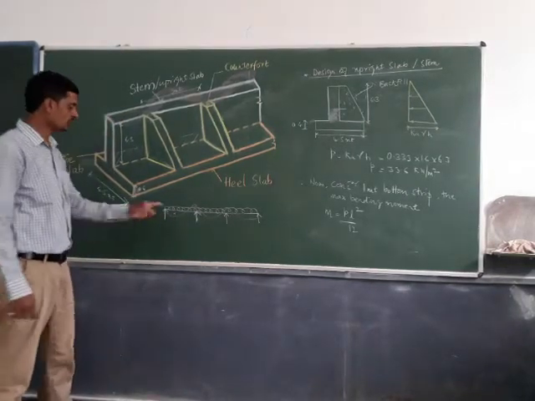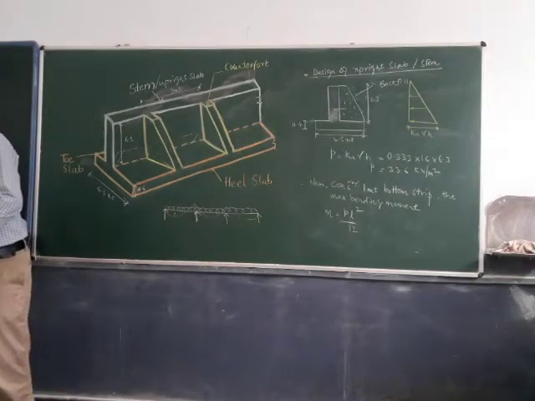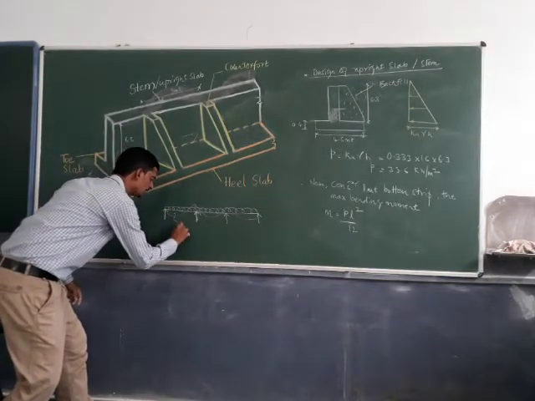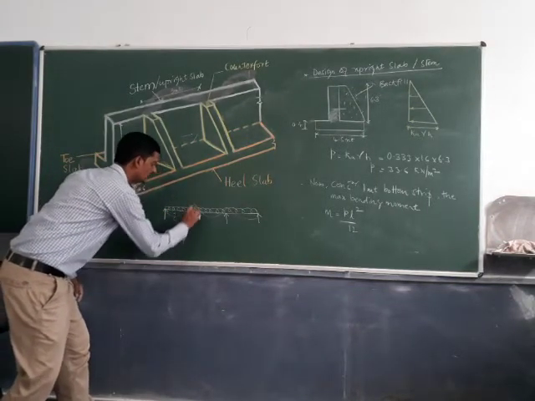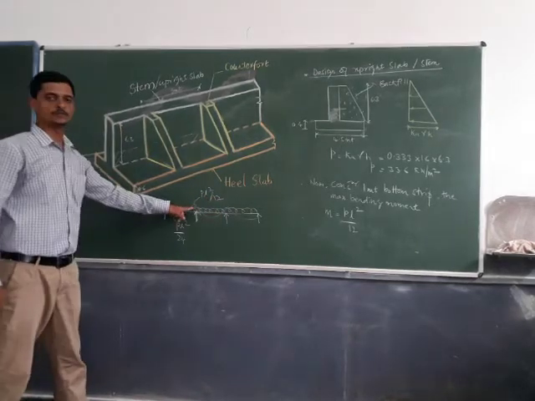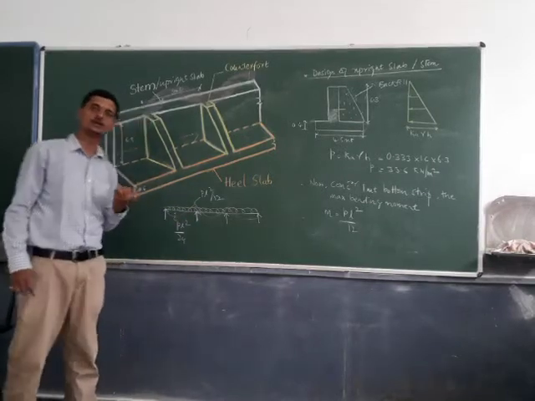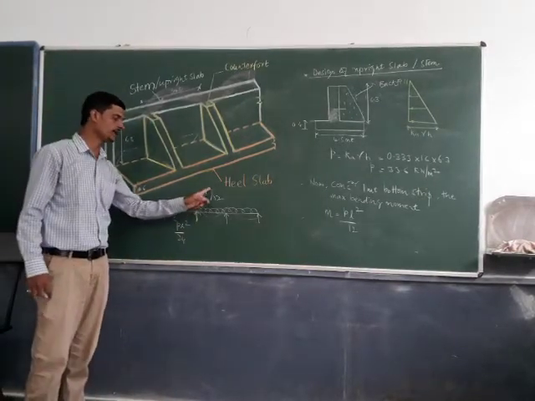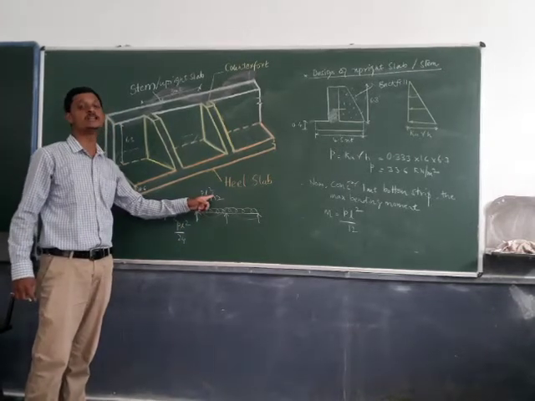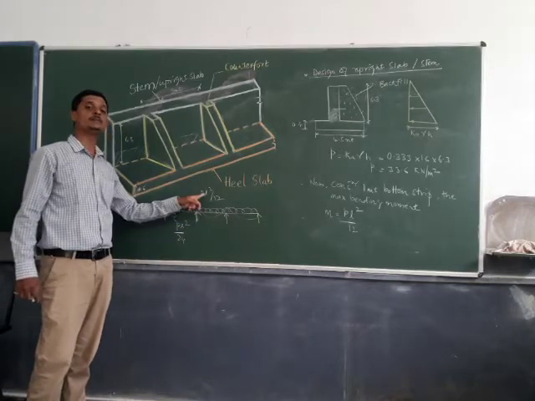So here we get the maximum bending moment as W L square by 12. At midspan it will be P L square by 24, and at support it will be P L square by 12. Correct? At support we have the maximum bending moment, because supports attract the bending moment. We can consider 24 also, but the maximum between these two is P L square by 12.